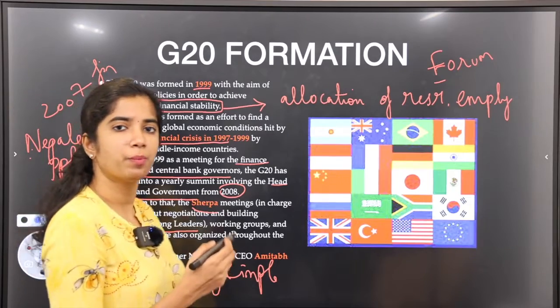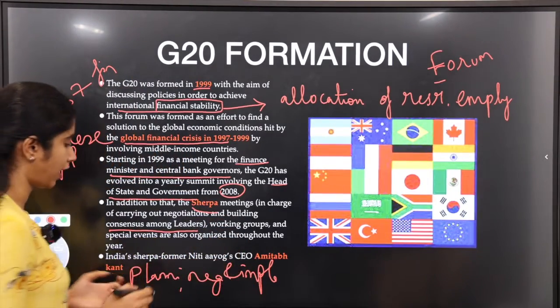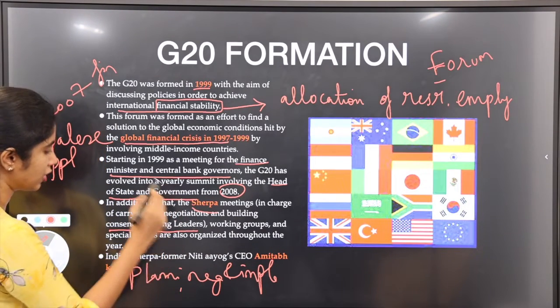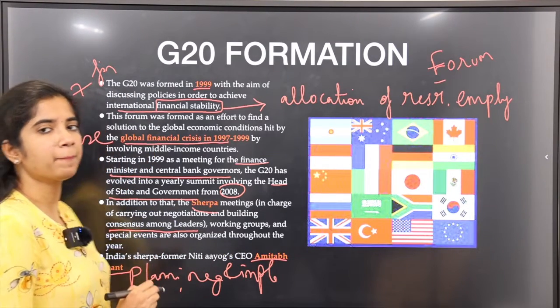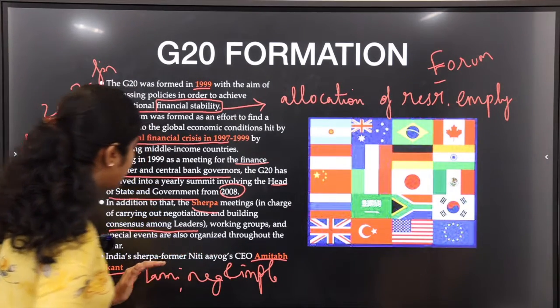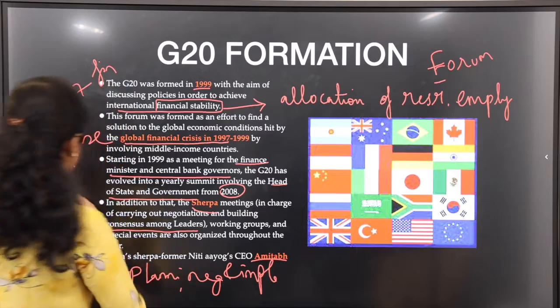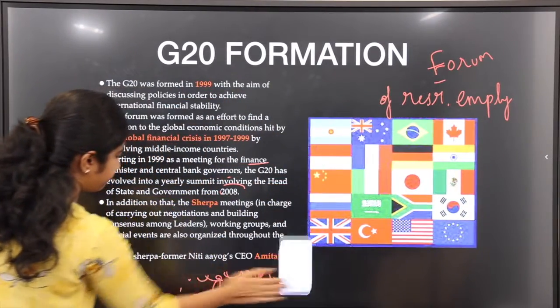They meet before the summit itself for negotiations and planning. The current Sherpa of India in 2022 is Amitabh Kant. Usually they are senior government officials or career diplomats. In this case, it is former Niti Aayog CEO Amitabh Kant. Usually there is one Sherpa for each member country.